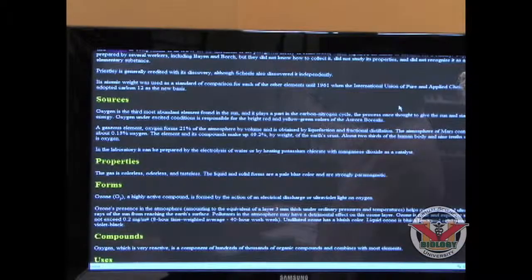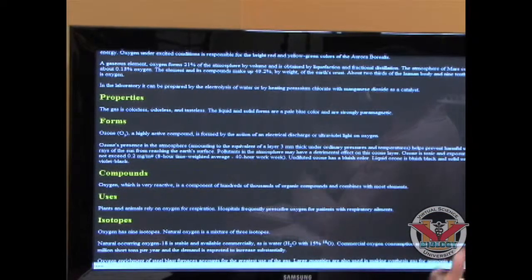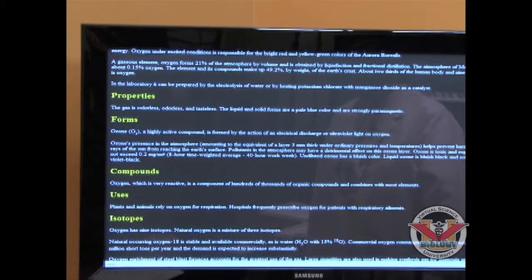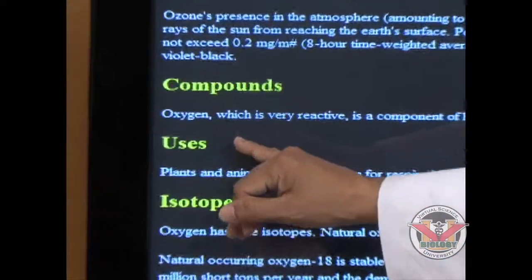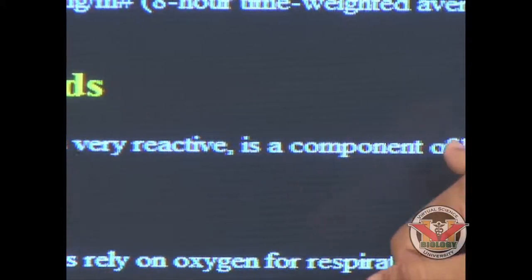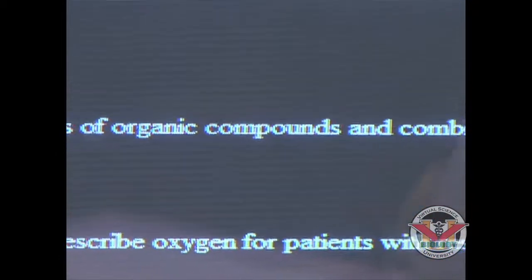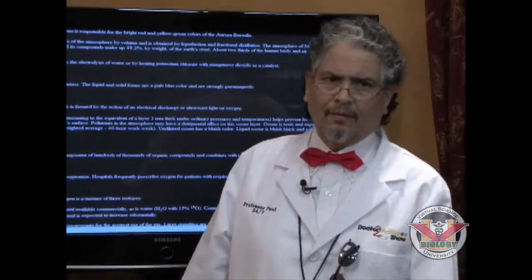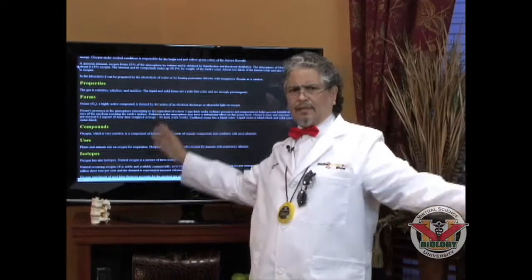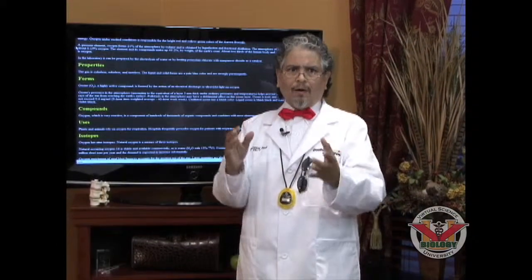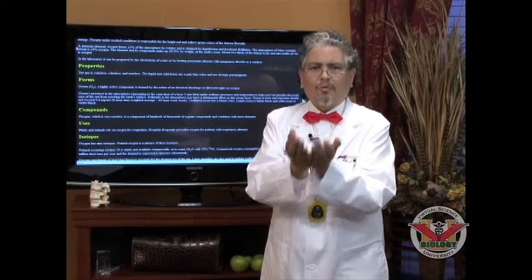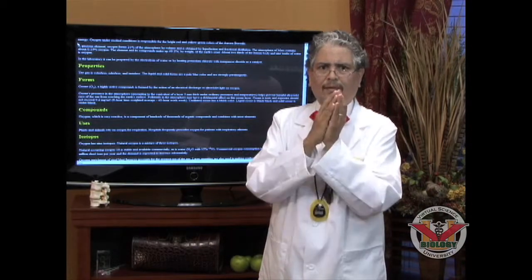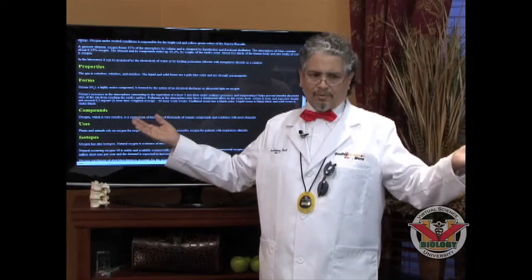Oxygen makes up approximately 64% of the body weight of a human, okay? And oxygen, which is extremely reactive, is a compound of hundreds of thousands of organic compounds and combines with most elements, okay? And notice what we're saying here, that it's combining with just about everything you can think of that's out there. That's why the quantity of it is so great in human living systems, because that makes up the majority of what the human body is made out of.